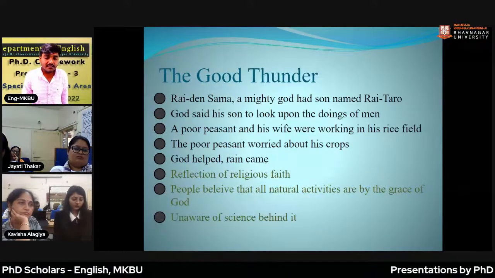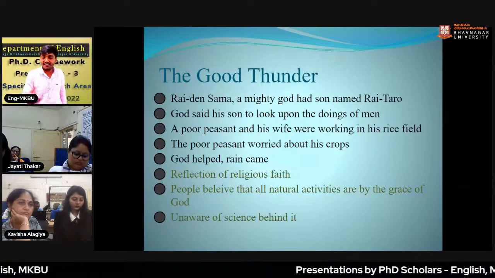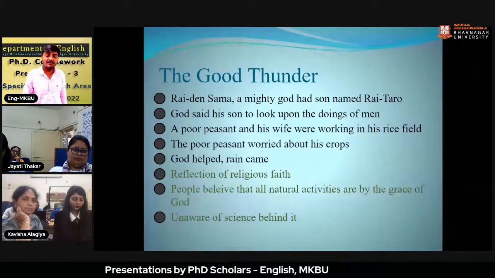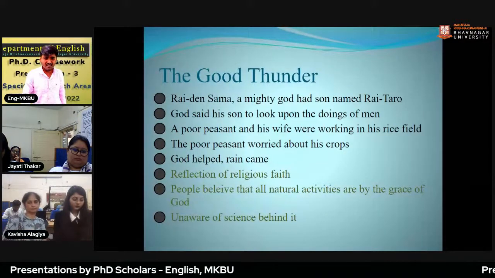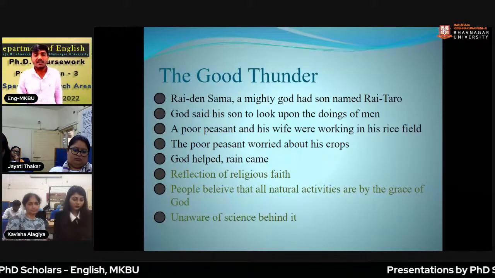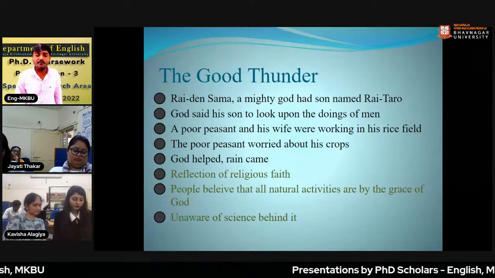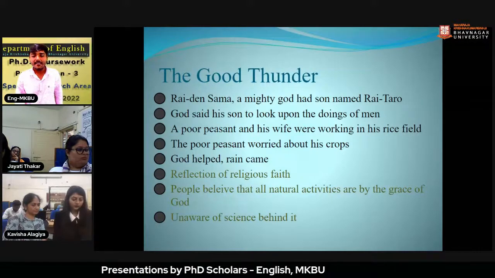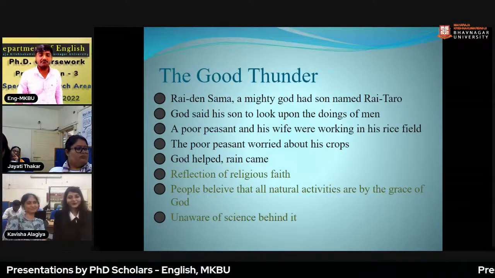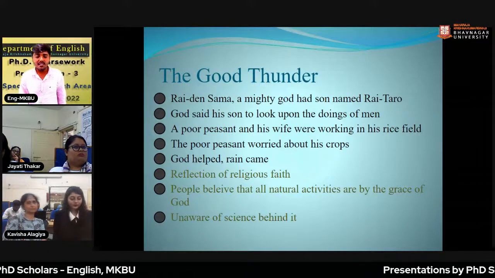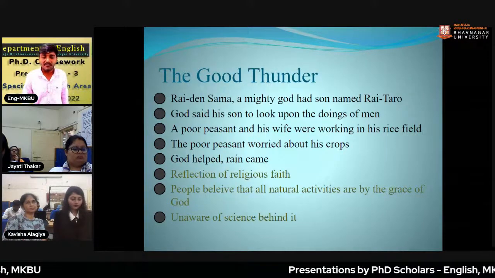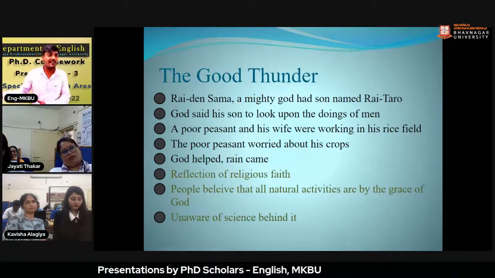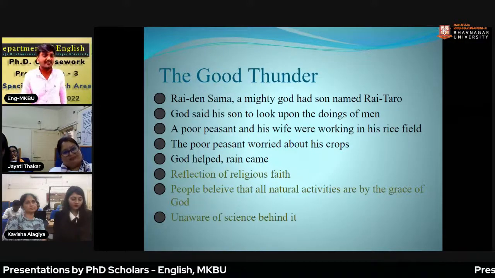Then The Good Thunder. It is a story about Rai Den Sama, a mighty god who had a son named Rai Taro. Once the god told his son to look upon the doings of men, and he saw a poor peasant and his wife working in their rice field, and the poor peasant was worried about his crop because of the lack of water. So the god helped him and the rain came. So this is the basic idea.